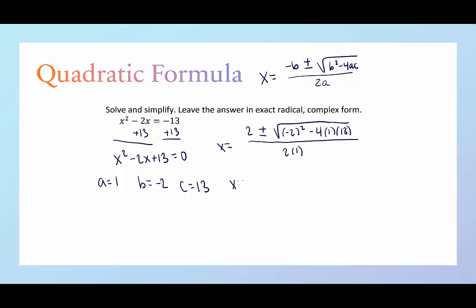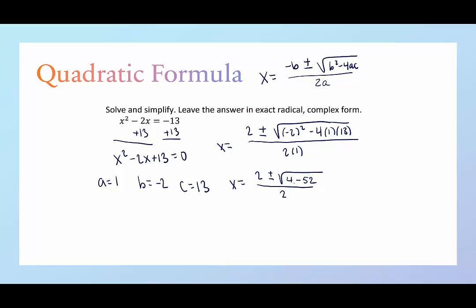Okay, we have a little bit of cleanup outside the radical and a lot of cleanup under the radical. Minus 2 squared, that's 4. And then 4 times 1 times 13. There's only one negative, just that one subtraction. So this will be subtraction. And then this will be 52. All divided by 2 times 1 is 2. We want to keep simplifying under the discriminant.